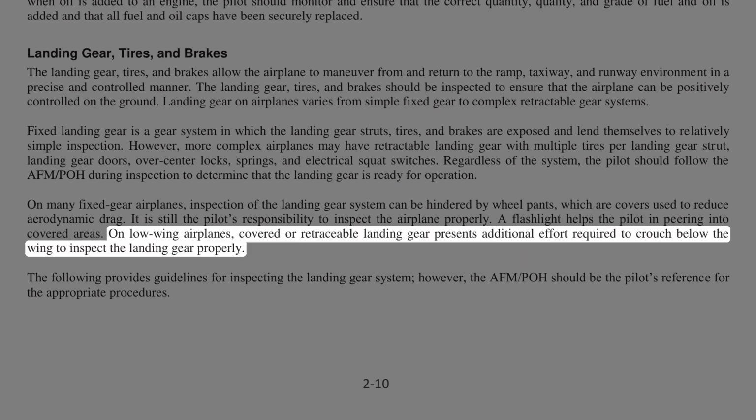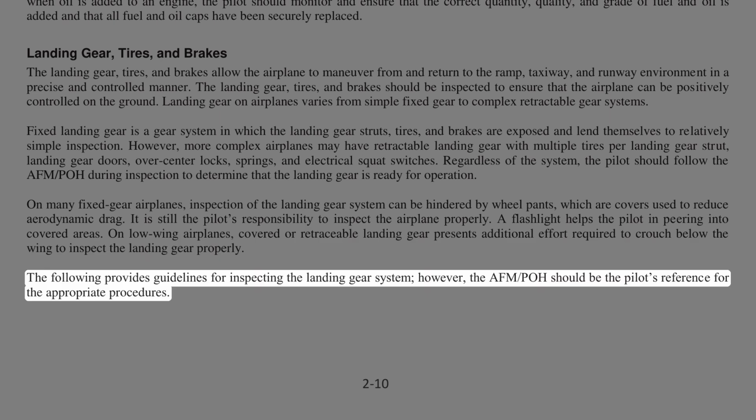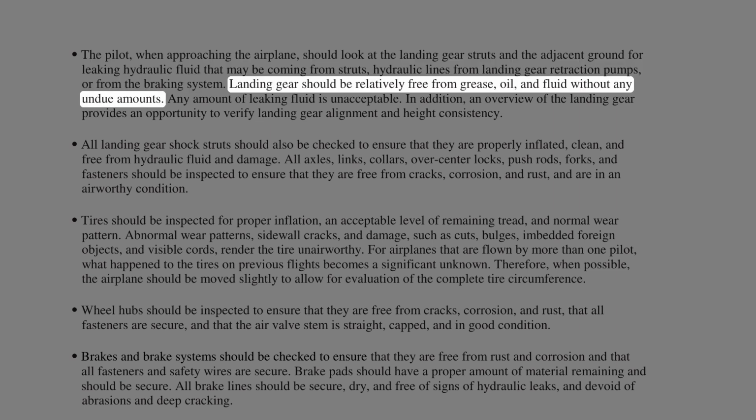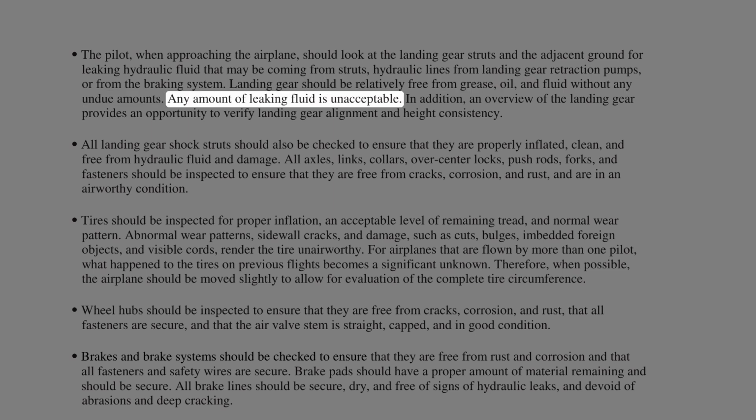On low-wing airplanes, covered or retractable landing gear presents additional effort required to crouch below the wing to inspect the landing gear properly. The following provides guidelines for inspecting the landing gear system. However, the AFM/POH should be the pilot's reference for the appropriate procedures. The pilot, when approaching the airplane, should look at the landing gear struts and the adjacent ground for leaking hydraulic fluid that may be coming from struts, hydraulic lines from landing gear retraction pumps, or from the braking system. Landing gear should be relatively free from grease, oil, and fluid without any undue amounts. Any amount of leaking fluid is unacceptable.